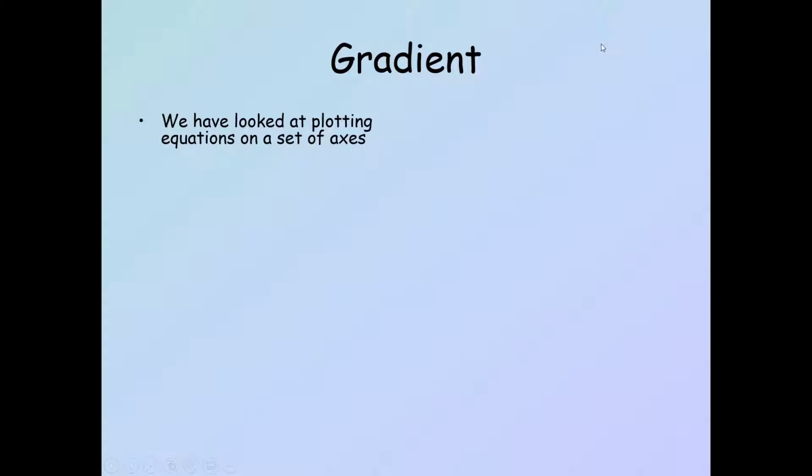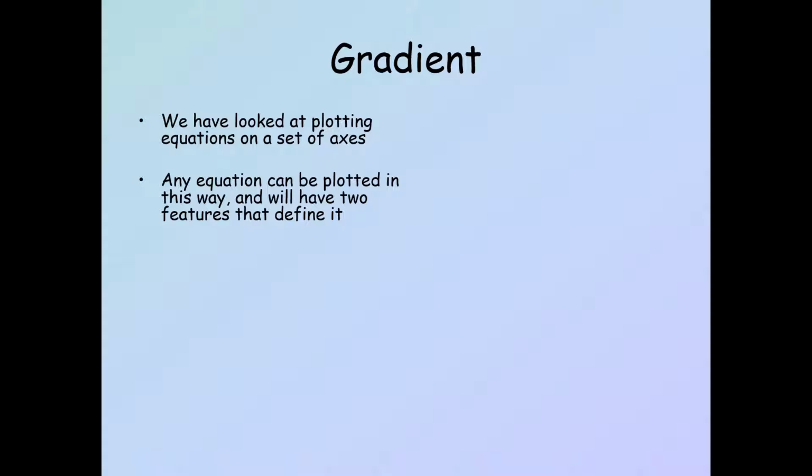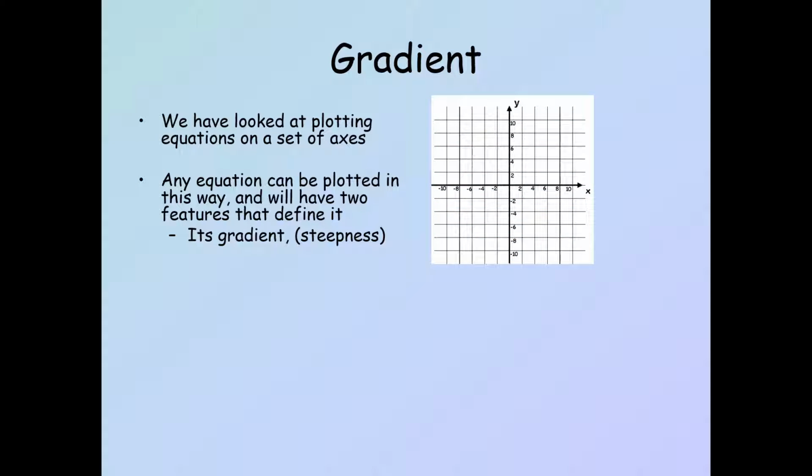Information on straight line graphs. So we have been looking at the equation of a straight line, how it's used, how we find it, how we can draw straight lines from the equation. We need to have a set of axes, and each straight line is defined by two features: its gradient.